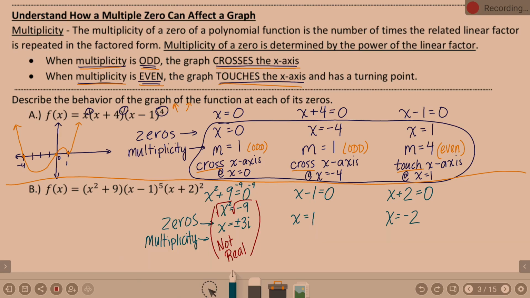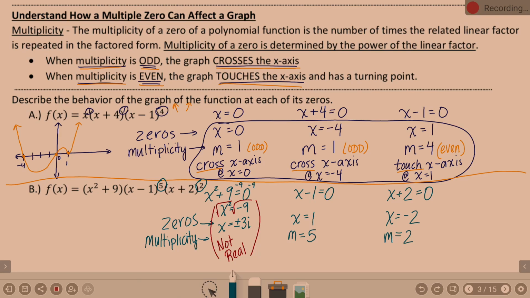Okay, what about x equals 1? What's my multiplicity? 5, because what's the power on the factor? x equals 1 comes from x minus 1. It had a power of 5. What's the multiplicity on x equals negative 2? 2. The factor of x plus 2 has a power of 2, so it has a multiplicity of 2.